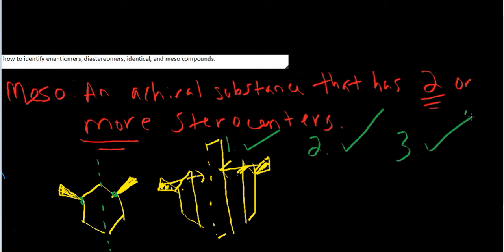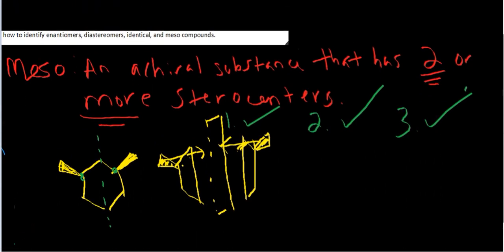So that is a quick breakdown of how to identify enantiomers, diastereomers, identical and meso compounds. Hopefully you could grasp everything I was saying. If not, you could rewind the video or request additional information. There's tons of information out on the web describing what these compounds are, but this is a general breakdown of what type of isomers they are. I will leave this up for you for a quick second so you can get an idea.